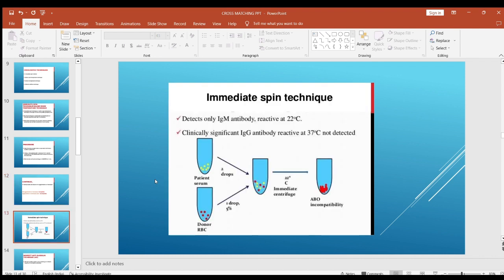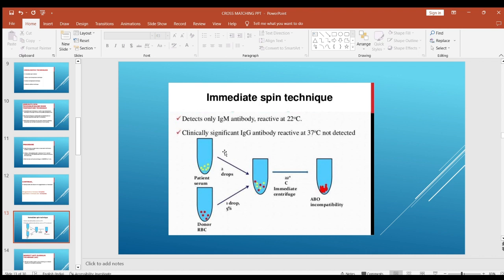This is the pictorial representation of the immediate spin technique, which helps to detect only IgM antibody, which is reactive at 22 degrees centigrade, and which cannot help to detect the IgG antibody, because that is reactive at 37 degrees centigrade, so it cannot be detected.